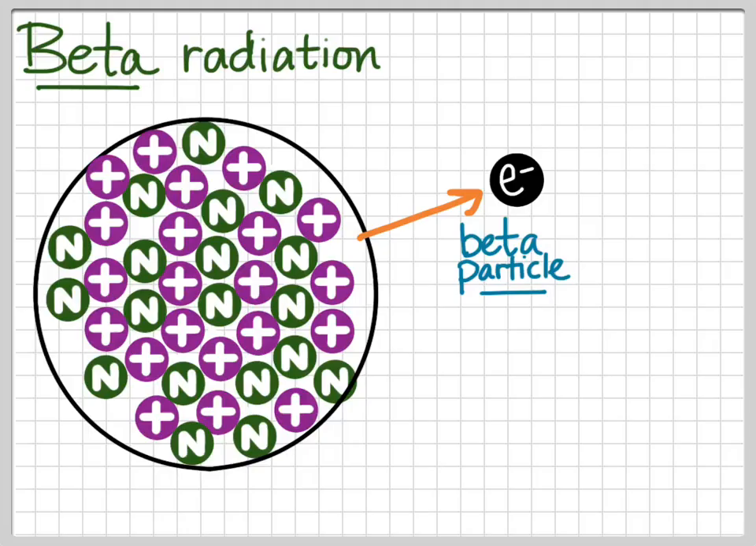Okay, moving on to beta radiation. So in beta radiation, a large unstable nucleus sheds a beta particle. And a beta particle is just an electron. Wait a minute, Moser. Hold on. I thought you said we were only talking about the nucleus. That's not where electrons live.